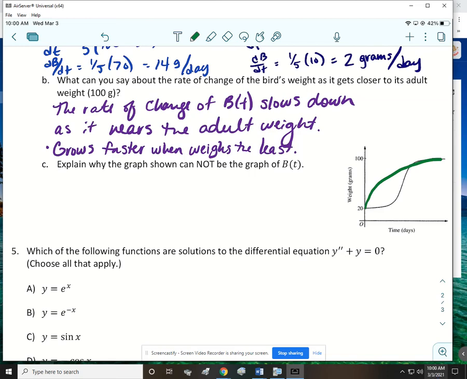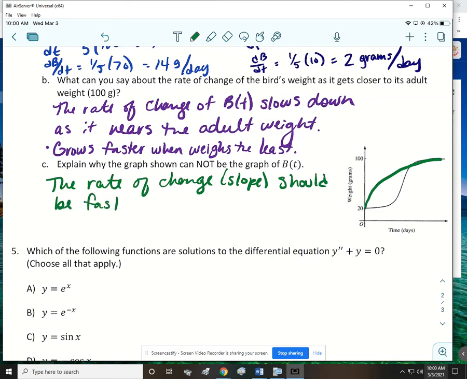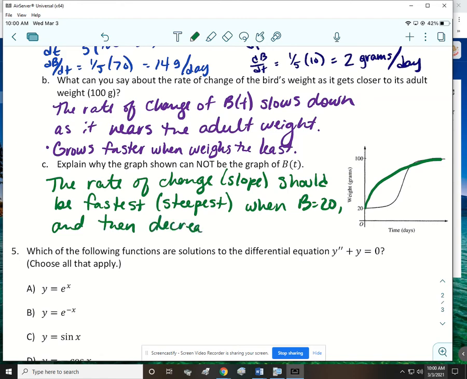All right, so the rate of change or the slope should be fastest or steepest when B equals 20, and then decrease as the bird gains weight.